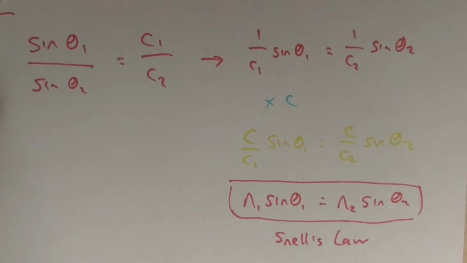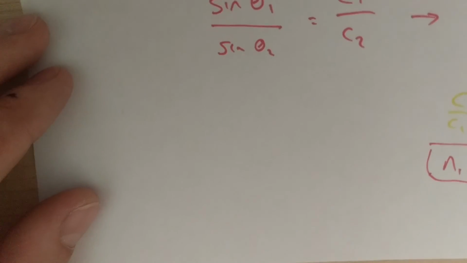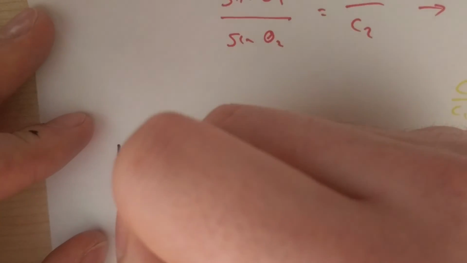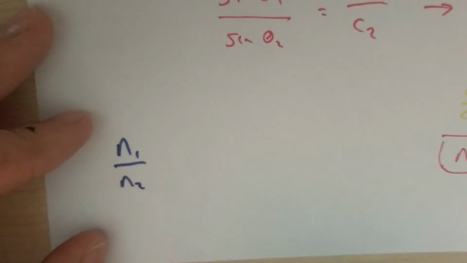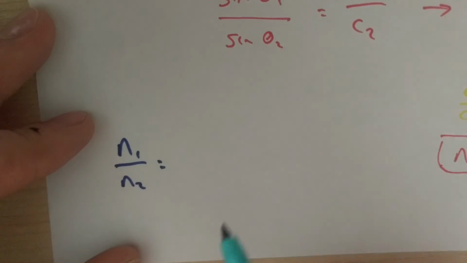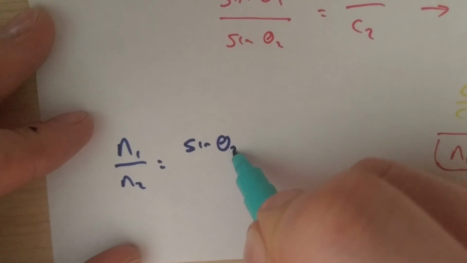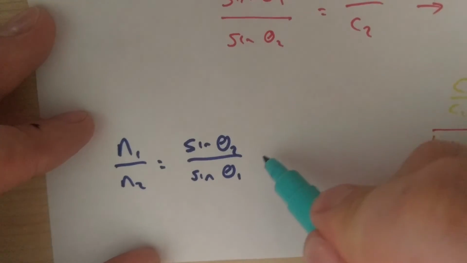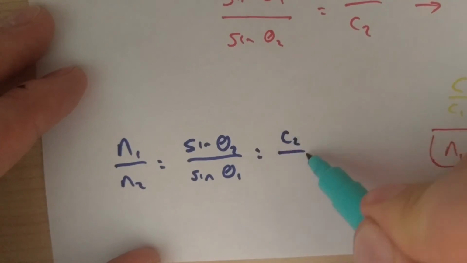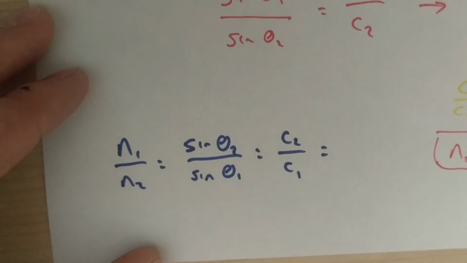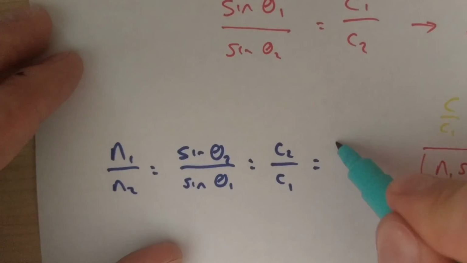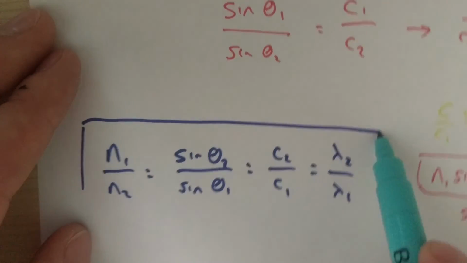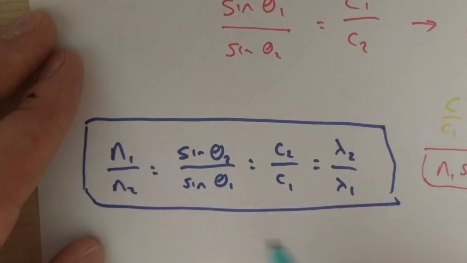With refraction, the key thing we're always looking at is ratios. So there are four relationships that we have. We have the ratio of the refractive indexes, the ratio of the sine of the angles, the ratio of the wave speed in each material, and the ratio of the wavelength in the material. So these four are our refraction ratios.